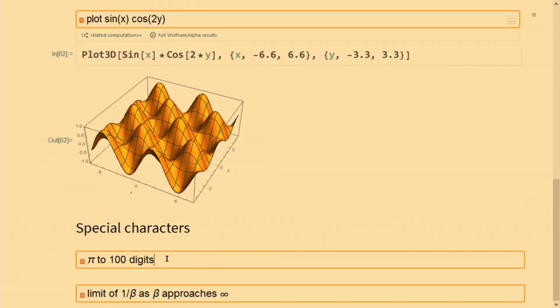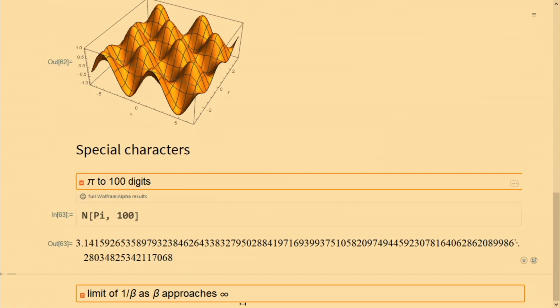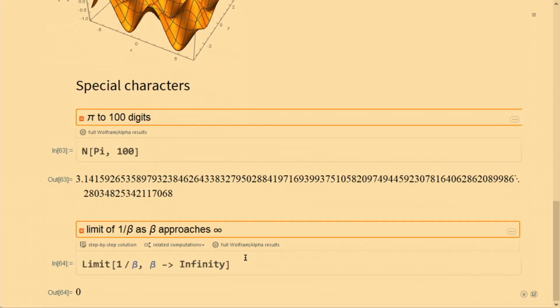So we can say pi to 100 digits and calculate that. Or we can calculate something like a limit, but instead of using x or a or something like that, we can use special characters and infinity and things like that. And all these things work very, very well.